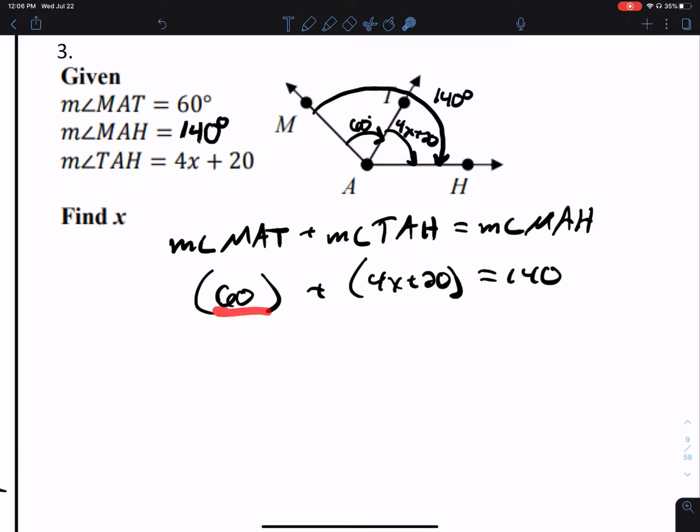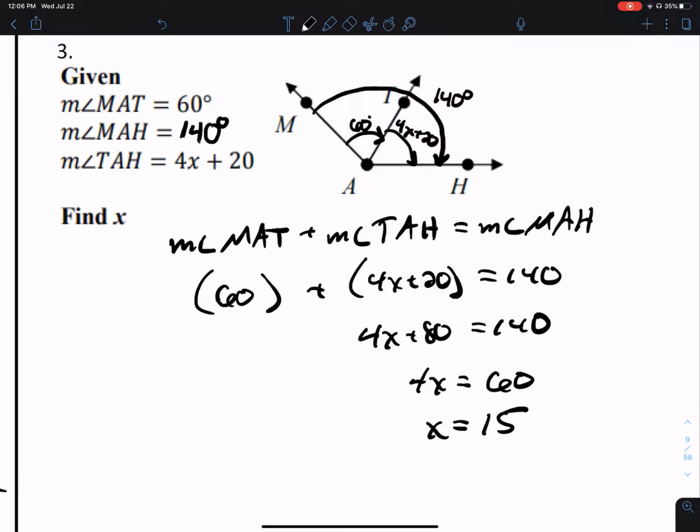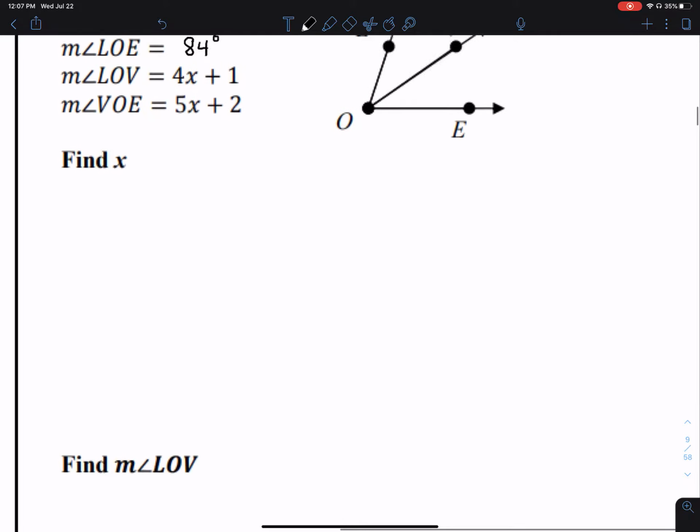Combining like terms, 60 and 20 is 80, so I got 4x plus 80 equals 140. If I subtract 80 from both sides, I get 4x is 60. If I divide both sides by 4, I get x is 15. What's the question asked? Find the value of x. We found the value of x. It's fine. That's Italian for finished.